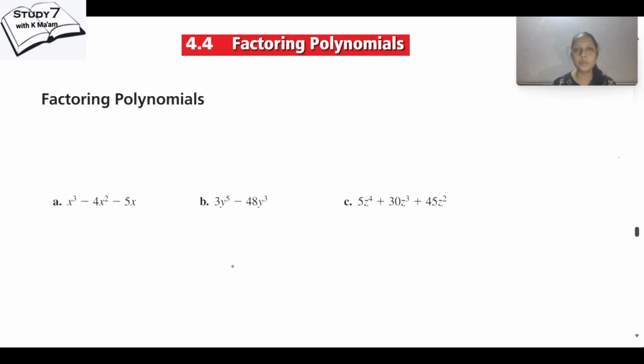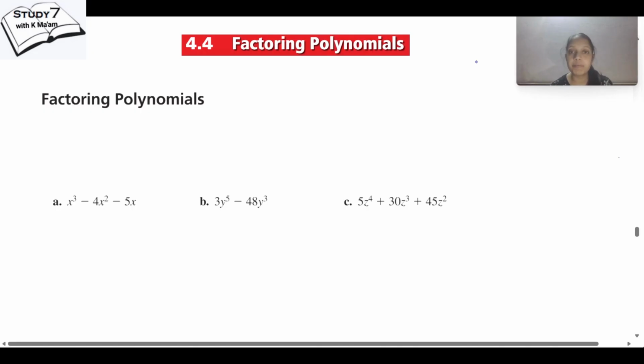Hello everyone, today we will start 4.4. We have to do factoring the polynomial. In the factors, we did only quadratic polynomials, right? Quadratic functions in which you have two answers. You can get only factored up to 2. But if the degree is greater than 2, we can also factorize.